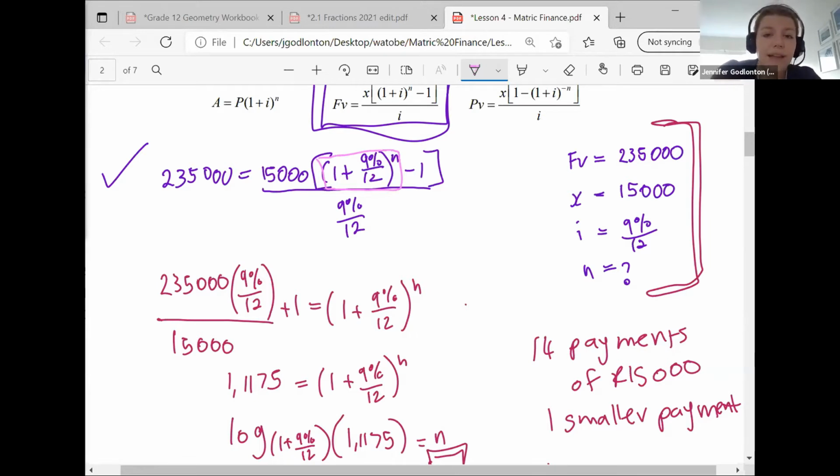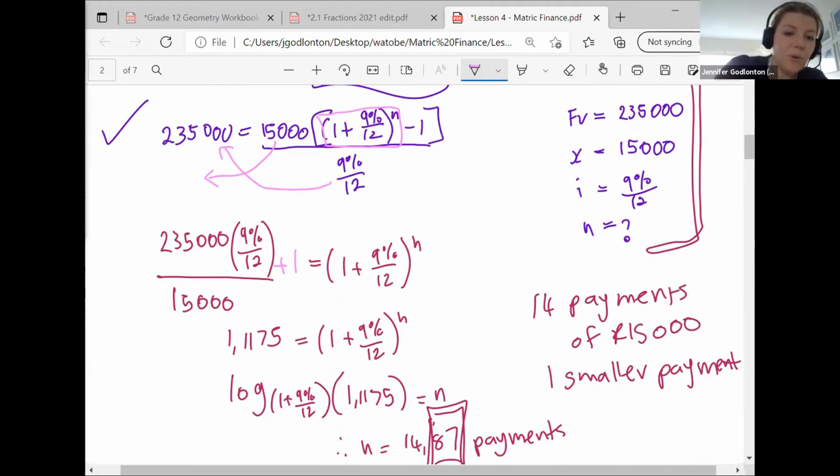And in order to do that, I need to move this 9% times 12 up, and that's why I multiply it. And then I need to divide by that 15,000. Then I would be left with all of that, and this -1 would be on that side. Now, because we're trying to isolate this situation, I want to move that +1 there.